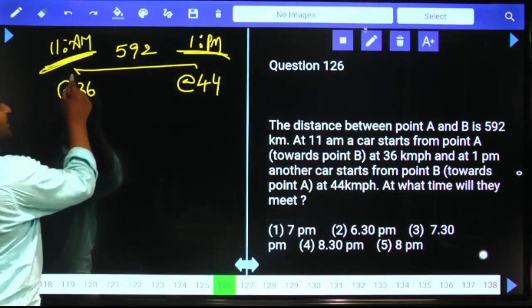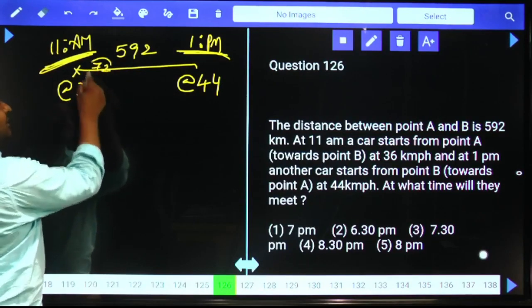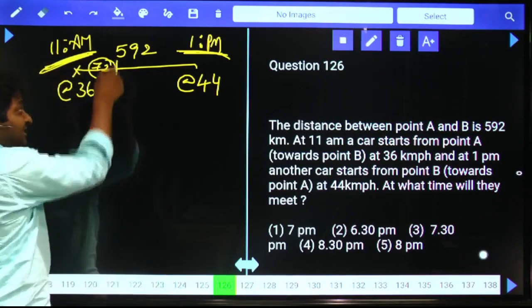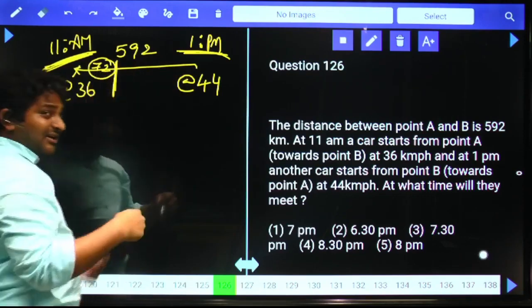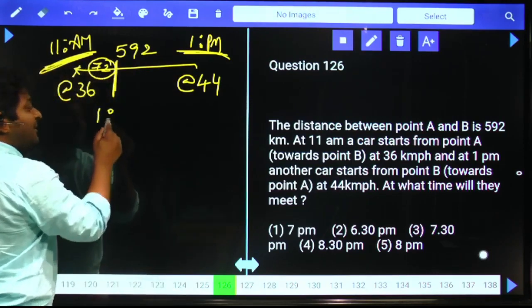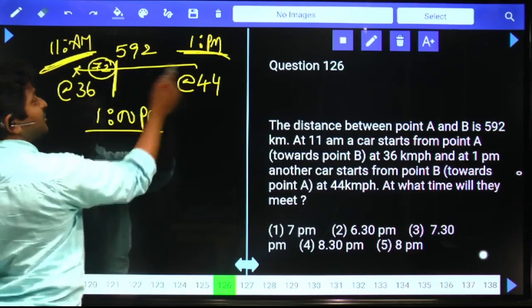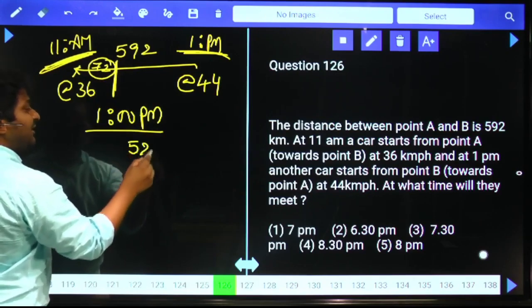In those 2 hours, first train will cover 72 kilometers because its speed is 36 km per hour. Now first train is here. Out of 592 kilometers, 72 kilometers already covered. And now the time is 1 p.m. At 1 p.m., how much is the distance between both the trains? 592 minus 72, that is equal to 520.